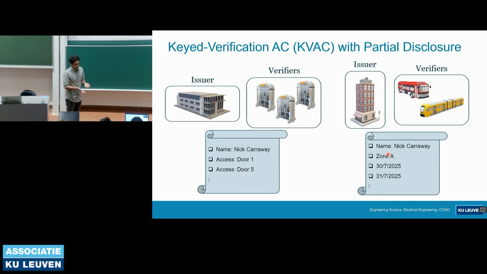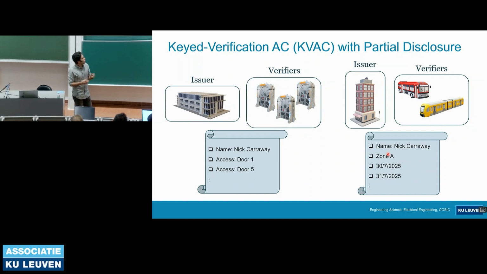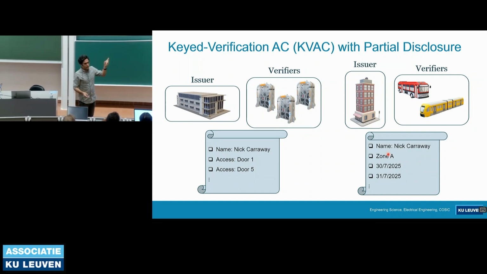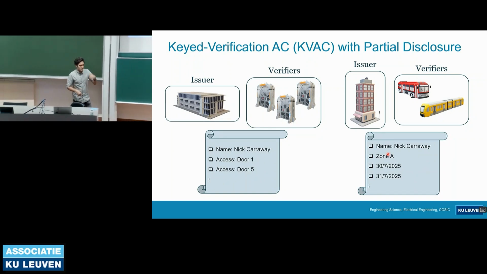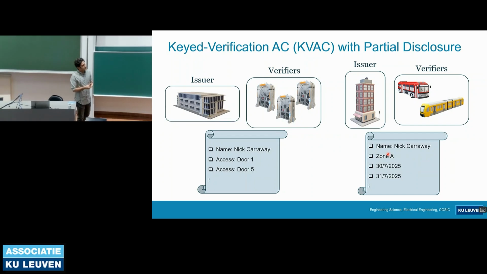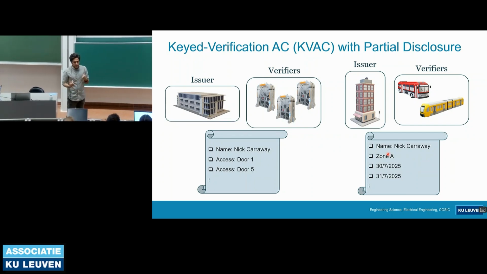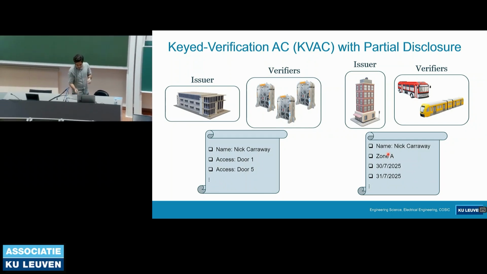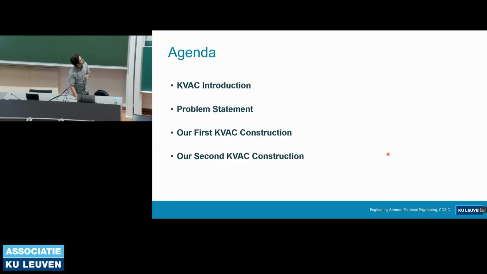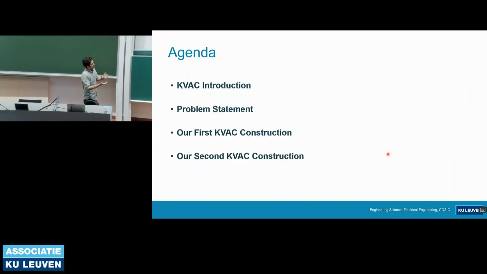For example, if I want to use my ticket in zone A and I want to use it today, the only thing that matters for me is to disclose these two attributes and nothing more. So you might ask why we don't go for publicly verifiable anonymous credentials. The reason is that what we can get from key verification anonymous credential is more efficient than what we can achieve from its publicly verifiable counterpart. So this is the whole motivation of this work: working on this KVAC and making it more efficient.